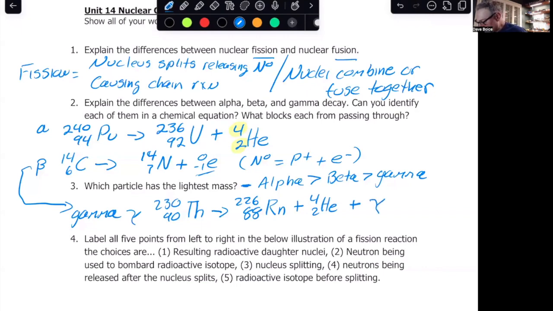Gamma radiation has no charge and no mass. It's just pure energy.